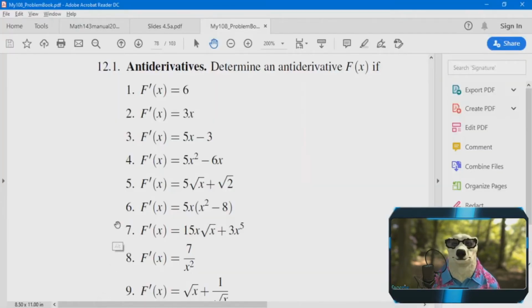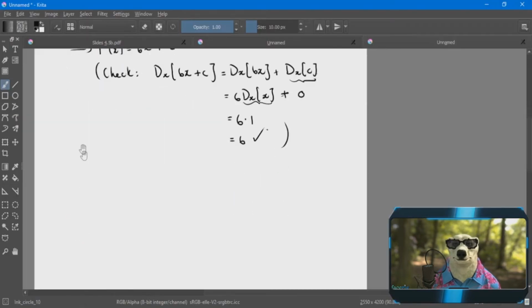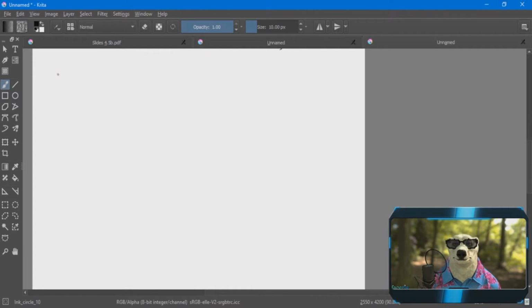I won't do every one of them. Let's do number 3, 5x minus 3. Number 3, I have a derivative answer, 5x minus 3. Then for the antiderivative, I'm focusing on the essence. What is going to give me this, give or take a constant? Well, by the constant times a function property, I just focus on the x. The 5 can stay in front because the constant times a function property allows me to do that.